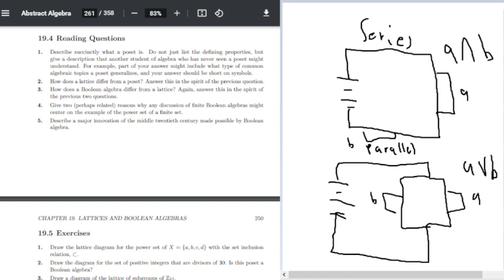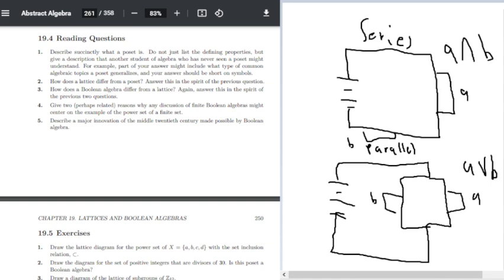Alright, how does a lattice differ from a poset? A lattice, in the spirit of the previous question, allows us to define the join and meet. What's a good intuitive description of lattices? I don't know if they're assuming like a set theoretic one. They basically generalize union and intersection. We talk about the stuff that comprises both of the elements in something called a join, and we comprise the stuff that's in both of the elements in terms of meet.